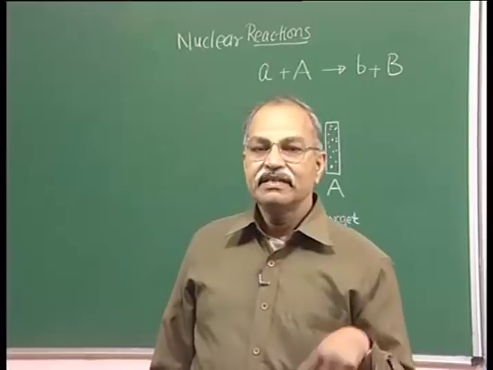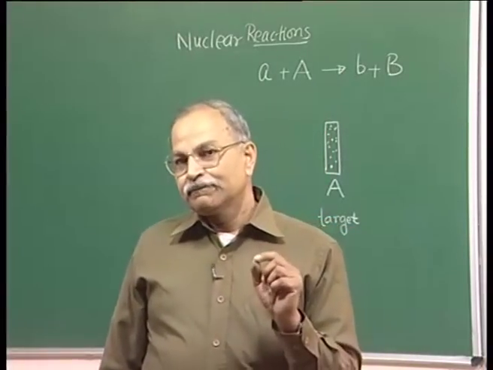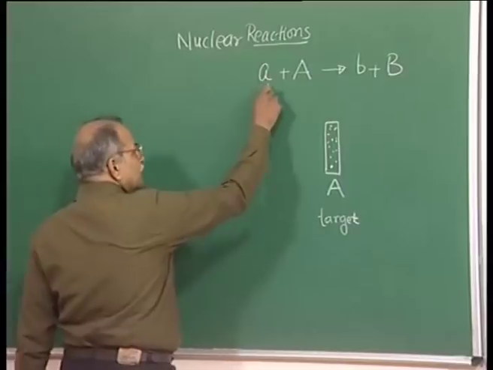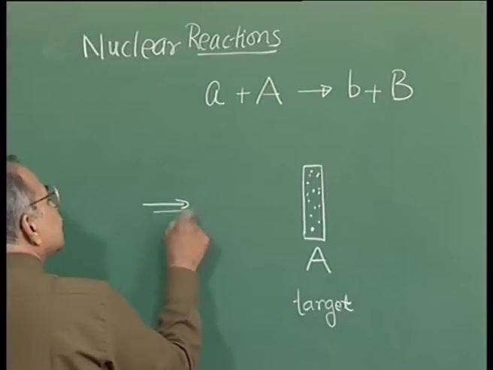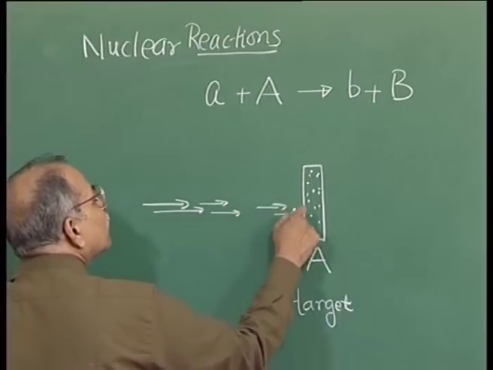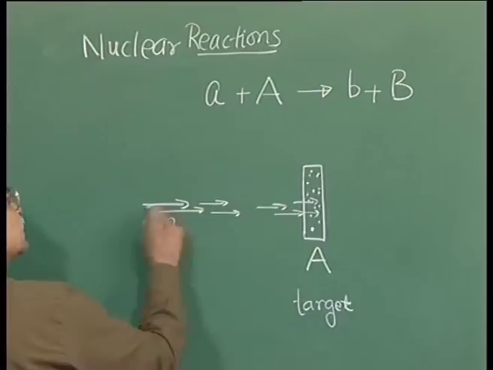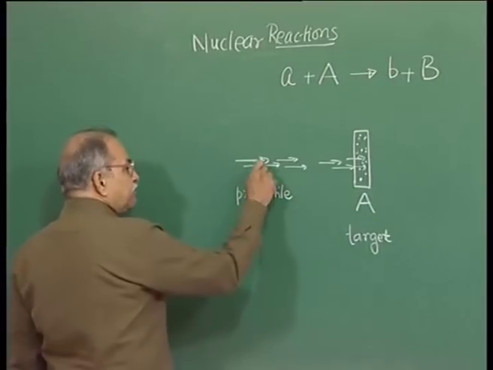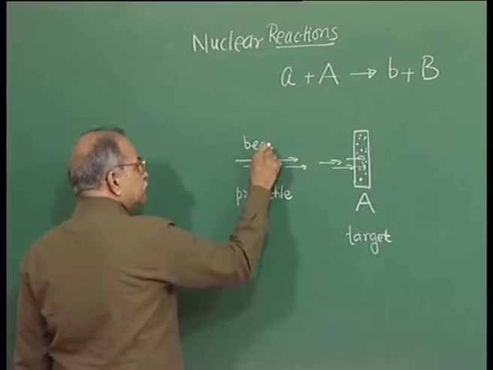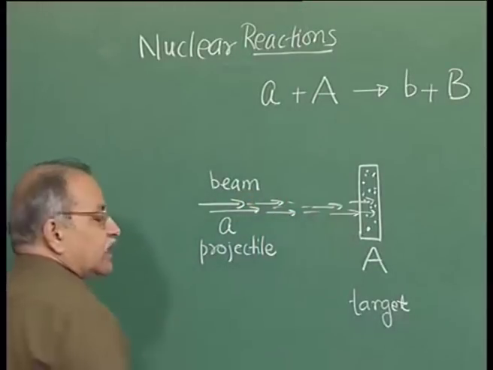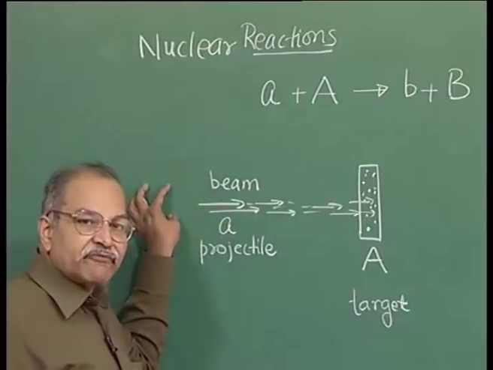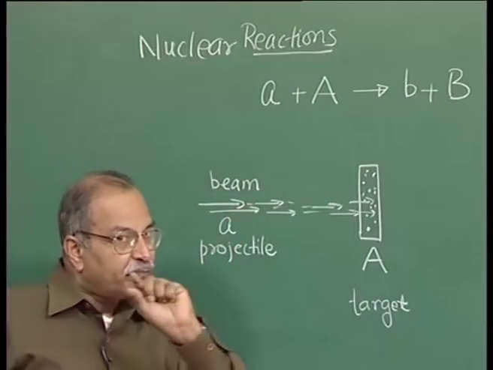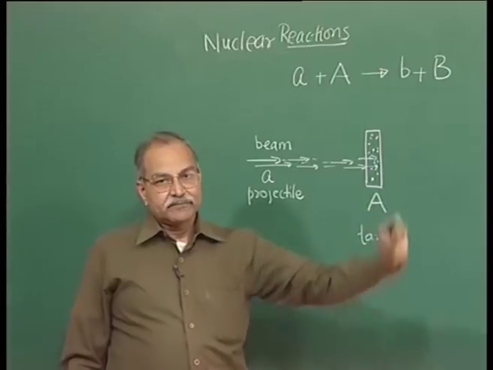What we will be discussing briefly in this chapter is low mass projectiles. These are known as projectiles. These particles are sent and they come and fall on this target. This small a is called the projectile in the terminology, and this is a beam. These a particles are produced somewhere, then they are accelerated and given certain kinetic energy, and that beam of particles falls on this target.